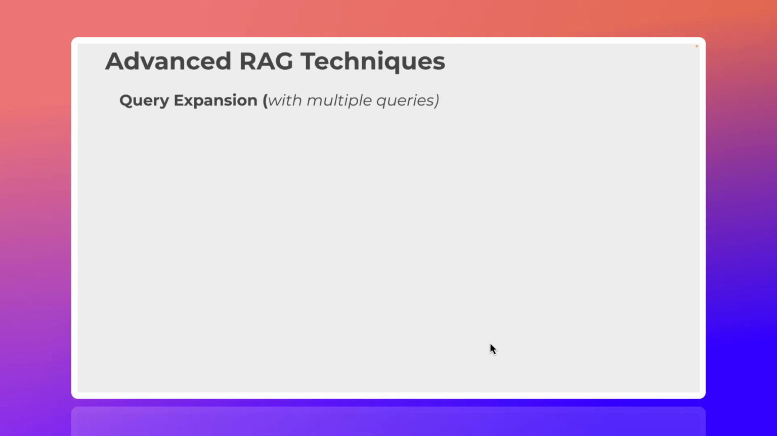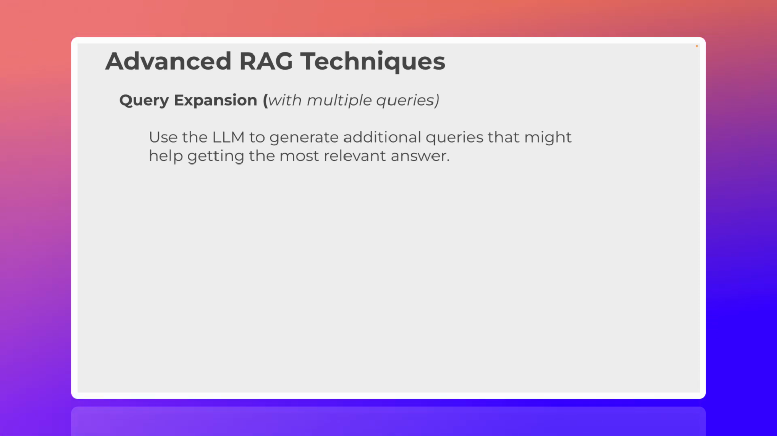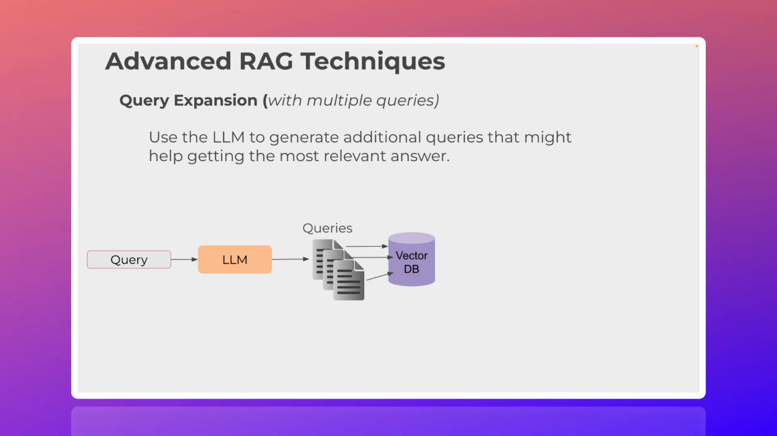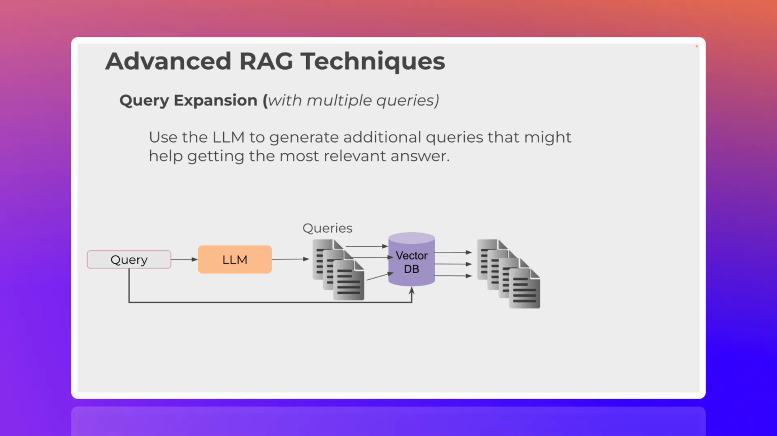So we just finished going through the query expansion, in this case with multiple queries, which allows us to use the large language model to hallucinate or generate additional queries that might help us get the most relevant answer. So this is the overall flow where we create queries from the large language model, and then we concatenate the original query with the augmented queries, we call it, and then we extract the relevant information from the vector database, these query results, and then we can use that to do all sorts of things to get the actual answer.